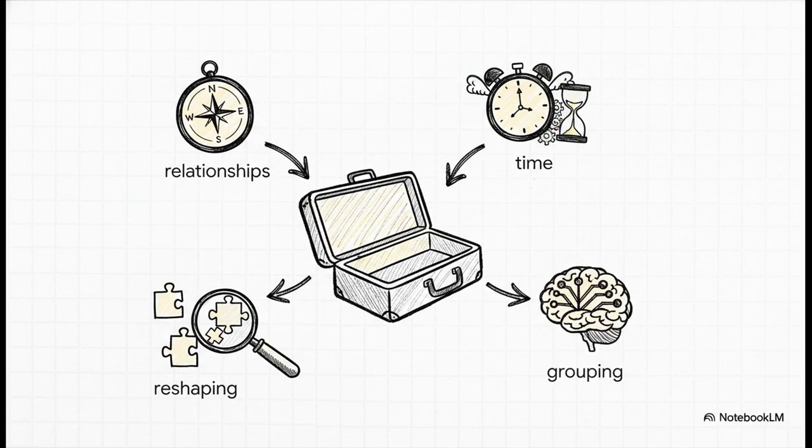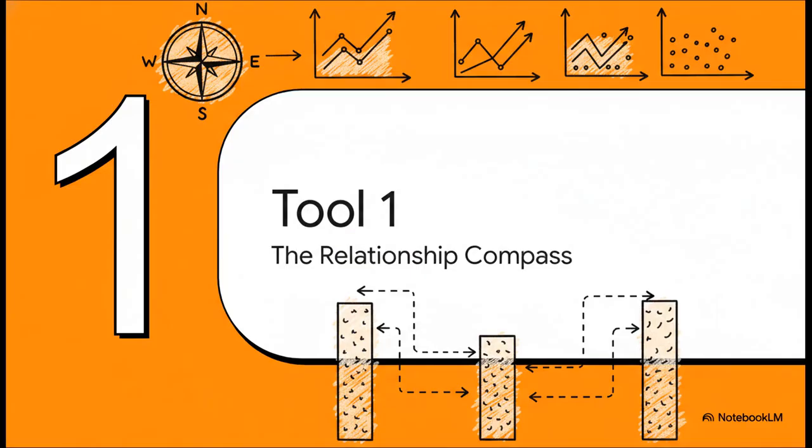We're about to unpack the 4 absolutely essential techniques that every single data detective needs to master. These are the fundamentals, the things that will help you solve pretty much any data mystery that comes your way. Okay, first up is what I like to call the relationship compass. This tool is all about finding connections. It helps us see if 2 different clues, let's say 2 different columns in our data, are moving together, or maybe moving in opposite directions, or if they have no connection at all.